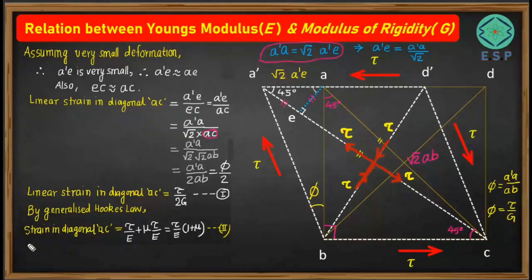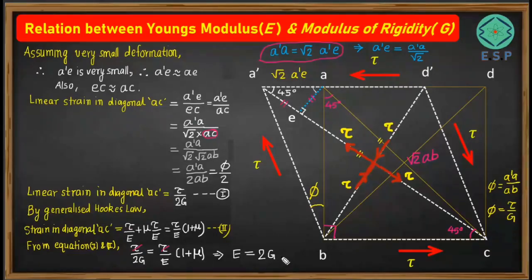From equation 1 and 2 we shall be getting shear stress by 2G, which will be the same as shear stress by Young's modulus times 1 plus mu. So you can easily cancel out the numerator from both sides. We'll get 1 upon 2G equal to 1 upon E into 1 plus mu. If you simplify this, you'll get Young's modulus equals 2 times modulus of rigidity times 1 plus mu. So this is the relationship between Young's modulus and the modulus of rigidity.